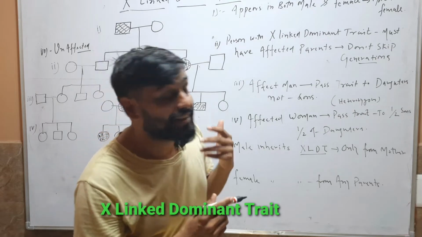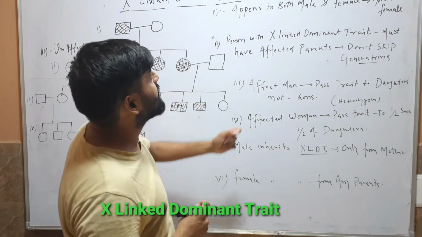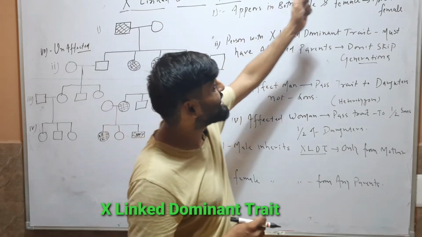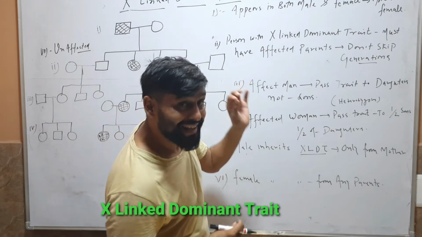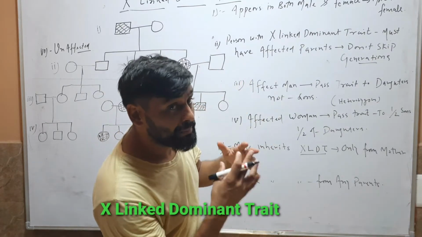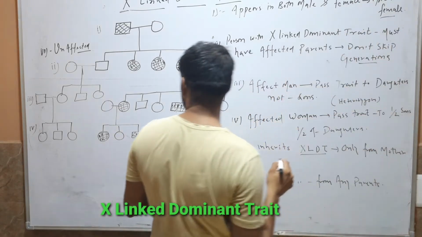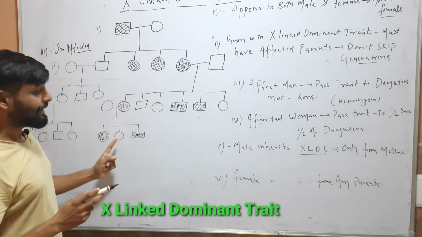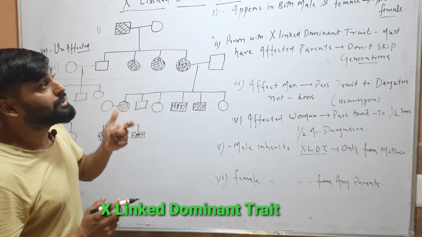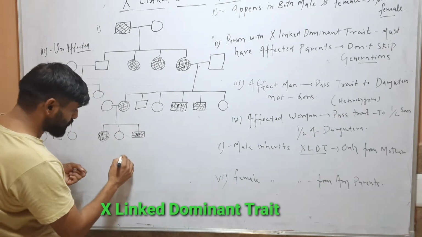So what are the characters of X-linked dominant trait? The first character is that it appears in both male and female. You can say that it appears in both sexes, but it appears more in female. Here you can see that this is appearing more in female in comparison to male. So why does it appear more in female? Because female have two X chromosomes.